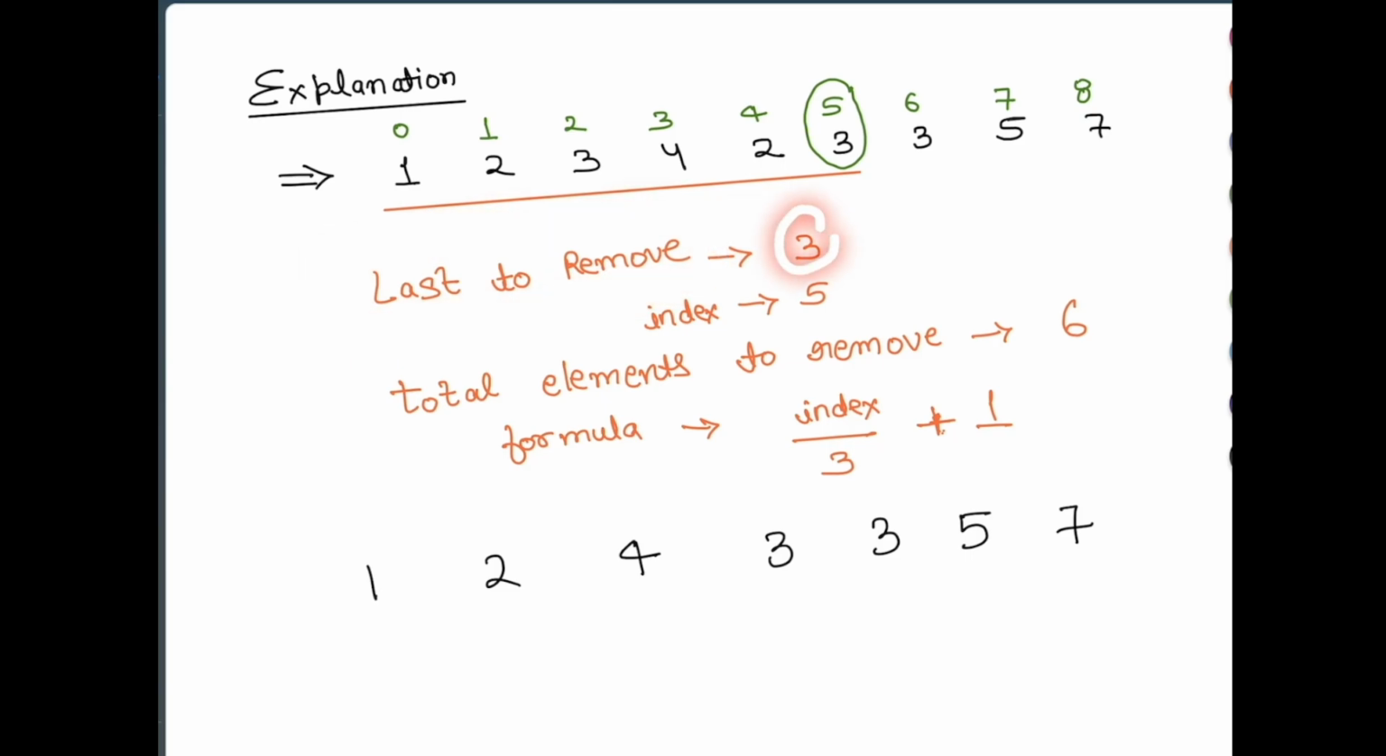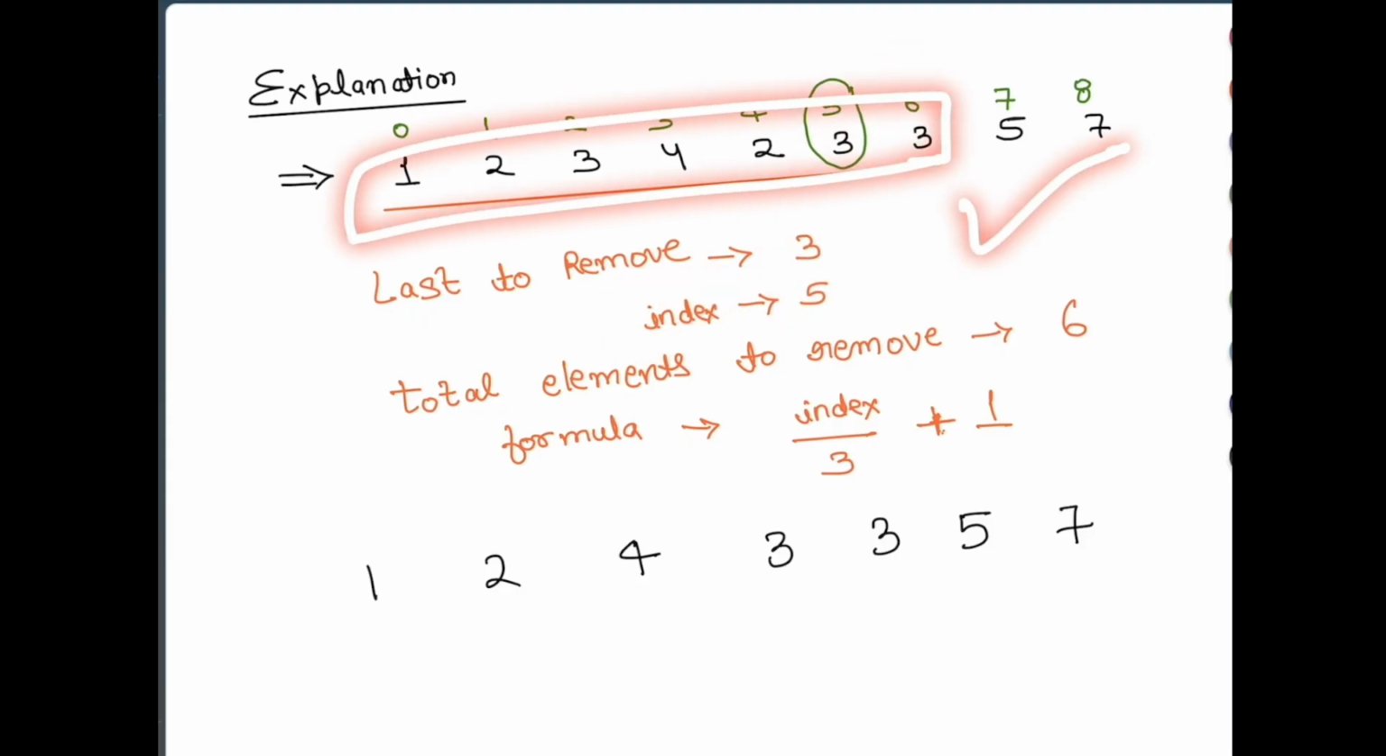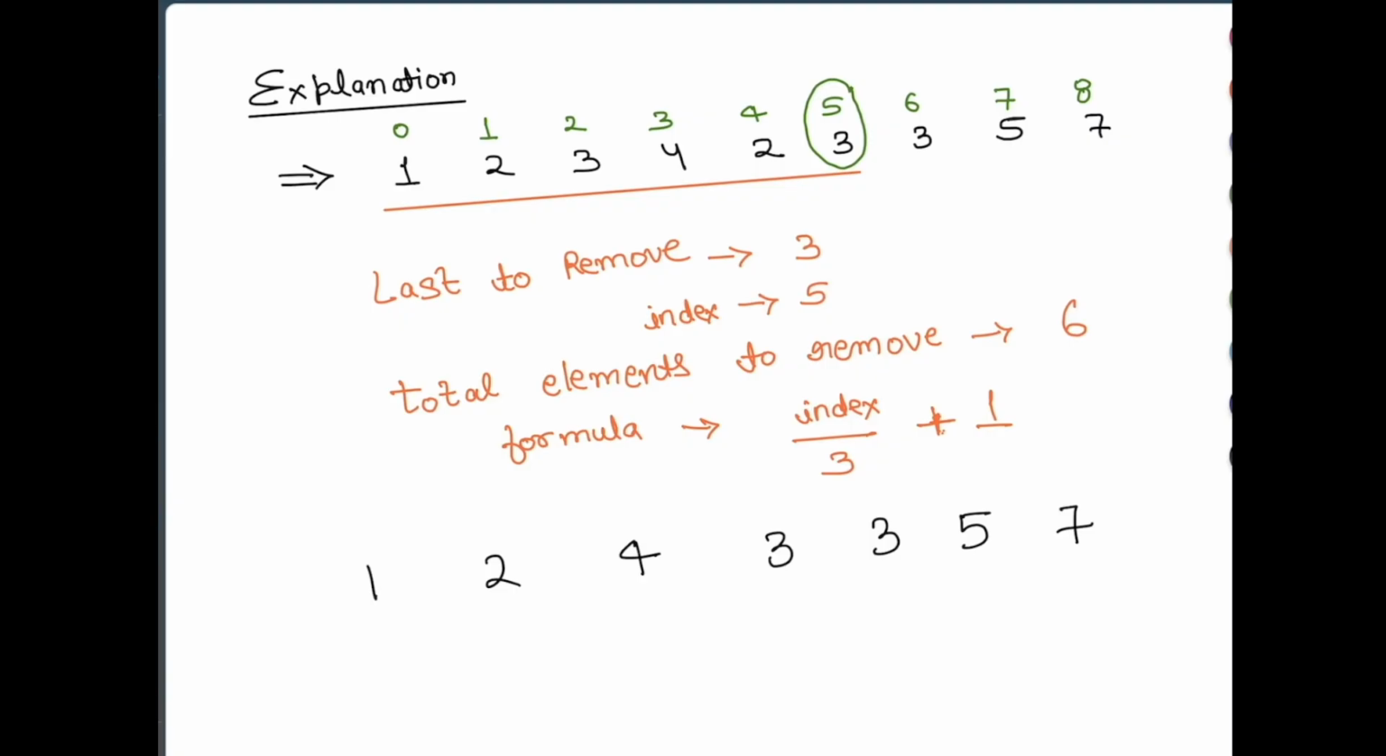Okay, so the last element is 3 and the index is 5. The index is not 6, guys, okay? It is 5. If you remove all these elements, then also the answer is fine. But we need to perform the minimum number of operations, and we actually don't need to remove this. This is valid, right? 3, 5 and 7 is fine. 3, 3, 5, 7 is not fine. And that's why this is the last index to remove, and this is the last element, 3, okay?